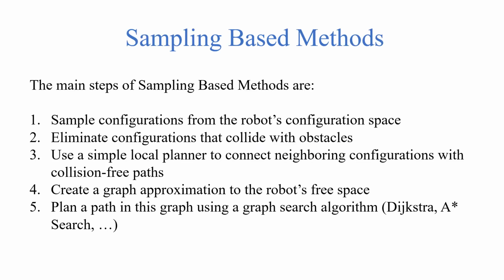So the main steps in most of the sampling-based algorithms are as follows. First of all, we randomly sample configurations from the robot's configuration space. For example, if we're talking about a mobile robot, we're going to sample positions in the robot's environment. Or if we're talking about a robot arm, we're going to sample random joint variables. The second step is that we eliminate configurations that collide with obstacles.